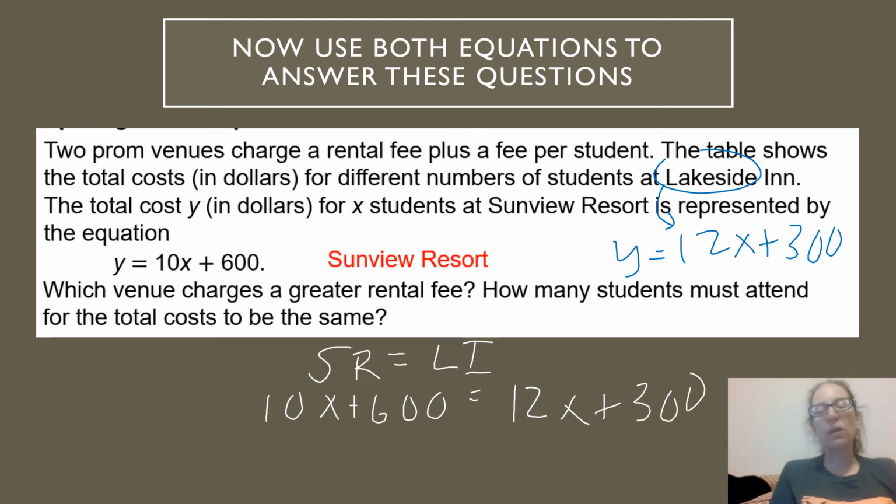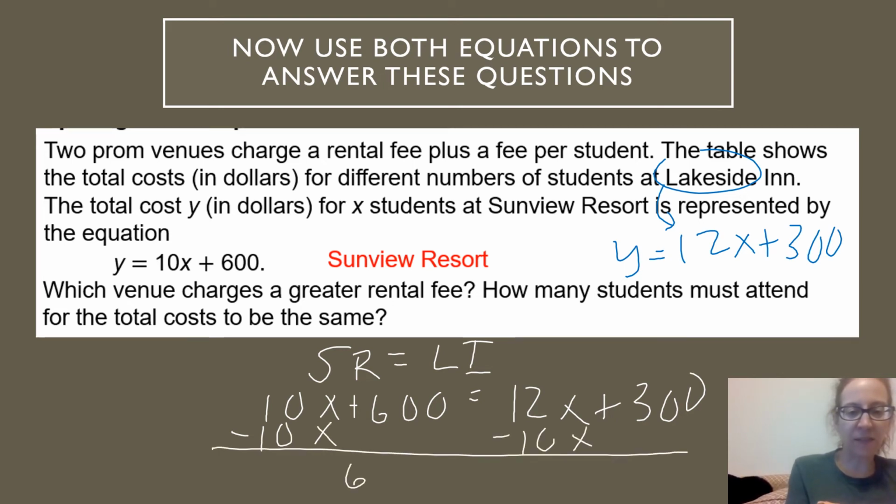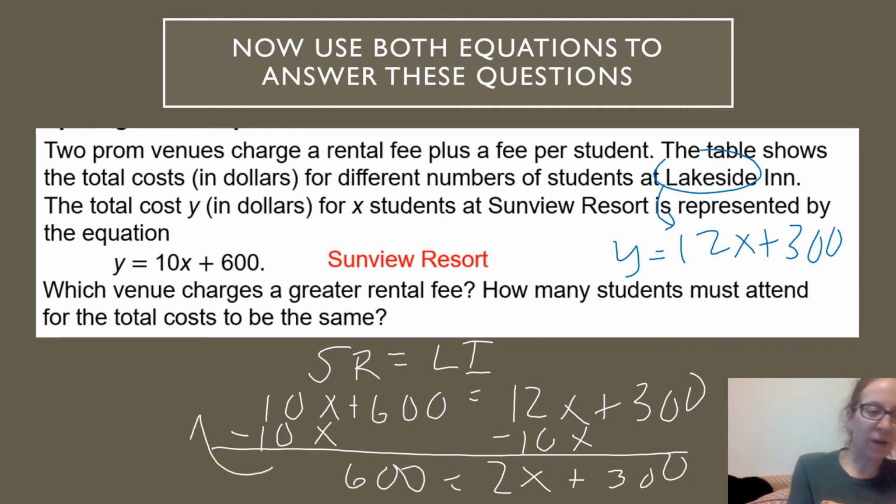So this is a linear equation, and you can solve this however floats your boat. I like to keep my x's positive, so I'm going to start by subtracting 10x from both sides. And we'll get 600 is equal to 12x's minus 10x's, which is 2x's plus 300. And now I have run out of space. So this is bad form, but I don't want to erase it. I still want it to be up there, so I am going to hop on over here. Try not to do that on stuff that you want me to grade though.